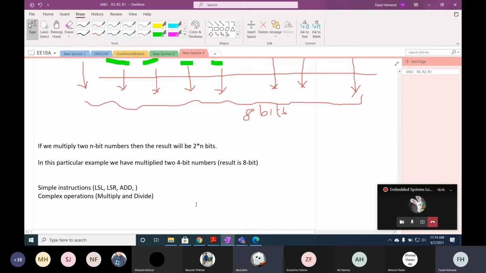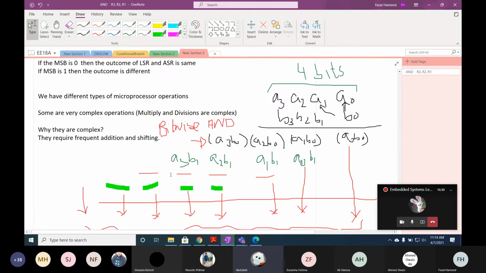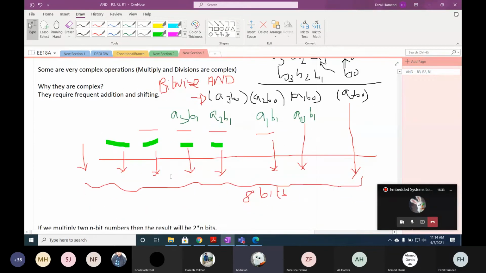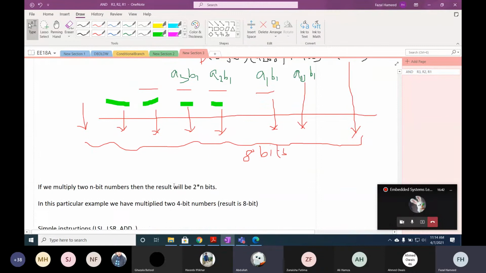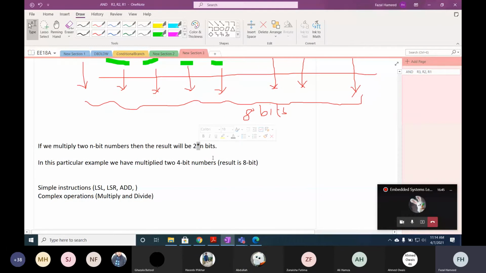So we have simple instructions and then complex instructions. Why is it 2 power n? No, it is not 2 raised to power n, it is 2 multiplied by n bits. And I have taught you in the earlier class that if we multiply two 16-bit numbers, the result will be 32 bits. If we multiply two 32-bit numbers, the result will be 64 bits.